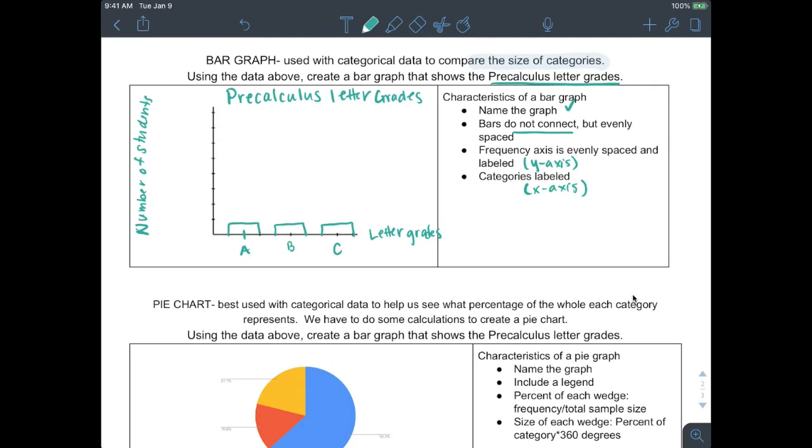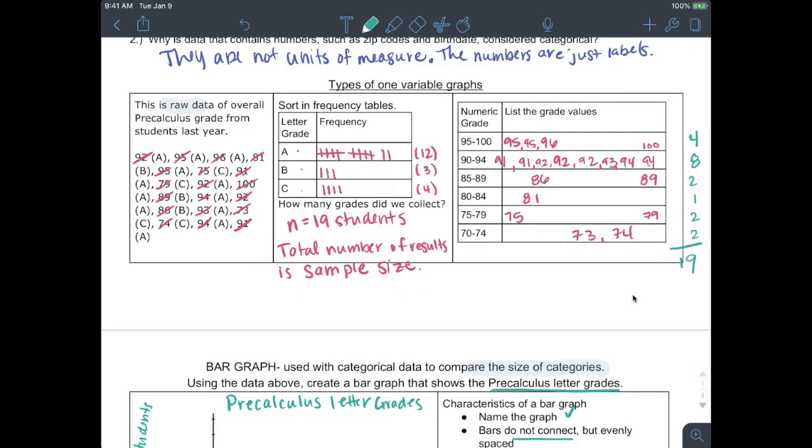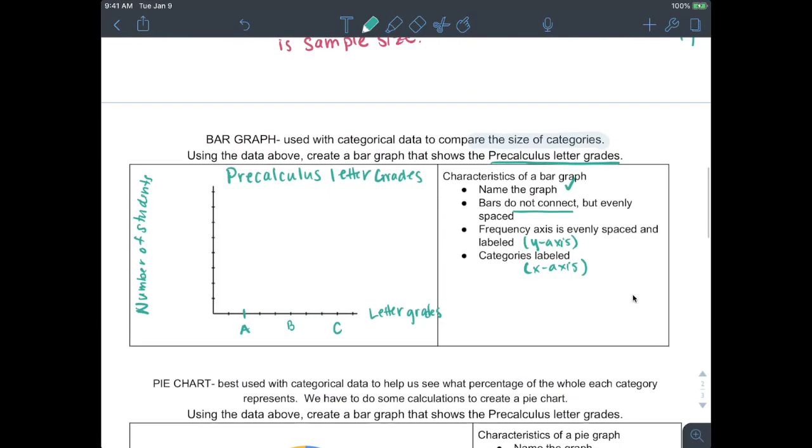And I'm going to go ahead and erase this right now. And then our number of students. We have to get all the way up to 12 students. And I only have 1, 2, 3, 4, 5, 6, 7, 8 lines. So I'm going to count by twos. 2, 4, 6, 8, 10, 12, 14.